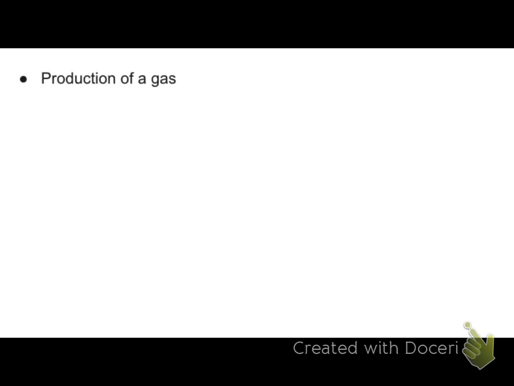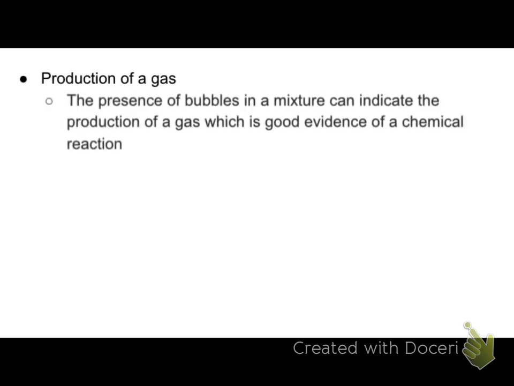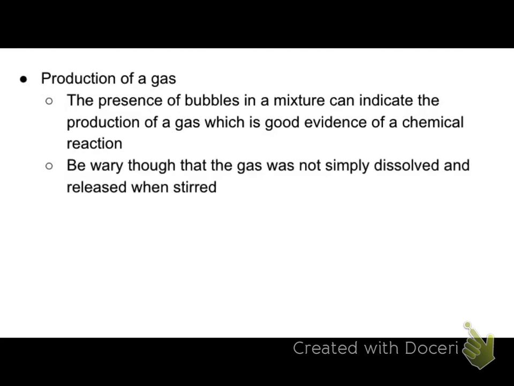The next one is production of a gas, okay? The presence of bubbles in a mixture can indicate the production of a gas, which is good evidence that a chemical reaction has taken place. You do have to be wary, though, that the gas wasn't already dissolved and just released. If I handed you a bottle of Coke and you opened the cap, it would fizz, correct? But there's no chemical reaction taking place there. It's just gas that was dissolved in the liquid becoming undissolved and coming out of the liquid. No chemical reaction. The gas was already there. We just couldn't see it while it was sealed because it was still dissolved.